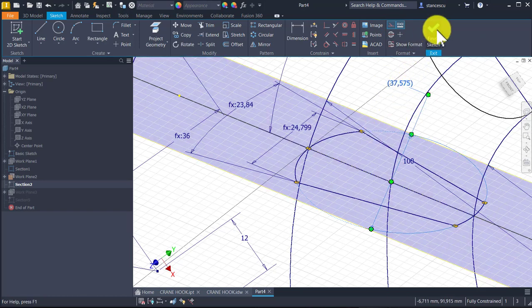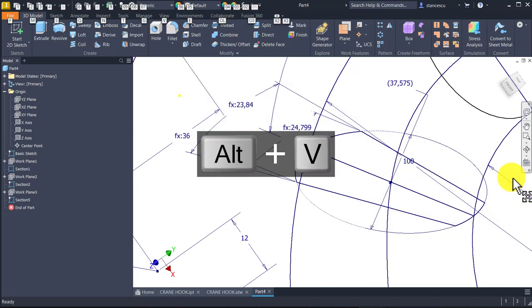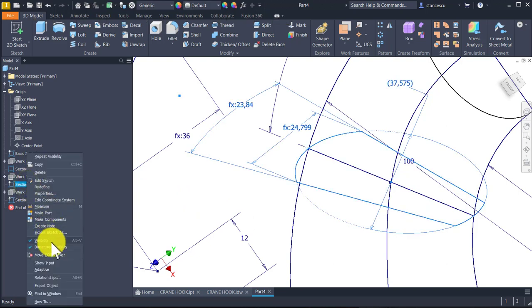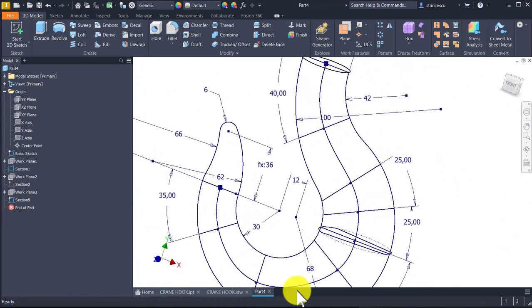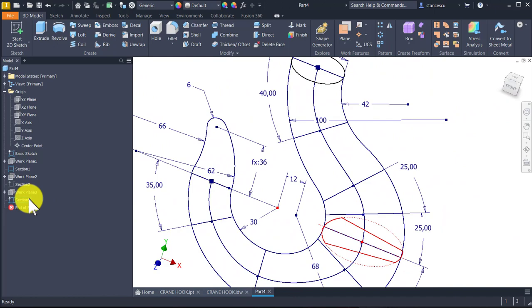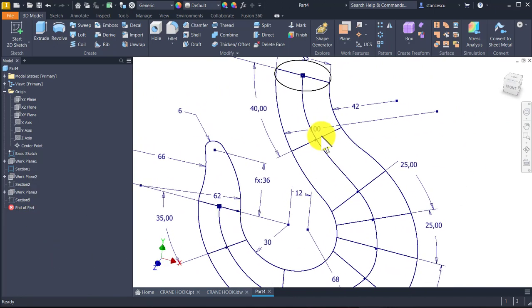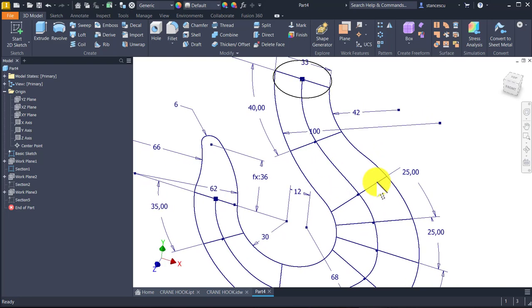construction. Finish sketch. The name of the sketch is section 2. Now I apply Alt V to hide that, and I also hide this section. I hide also this. Now we have here and here. We go to this one.